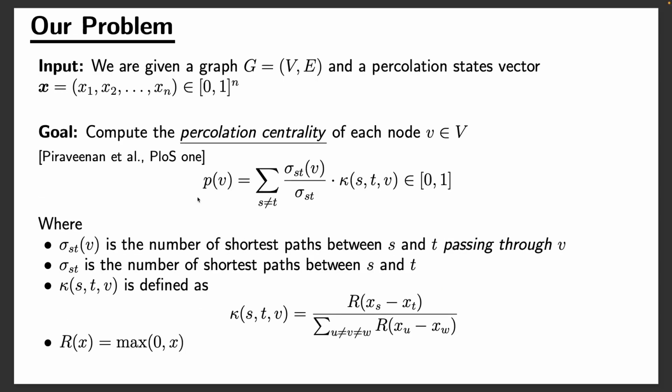Formally, the percolation centrality of a node v is defined as the summation over all the distinct couples of nodes s and t of the ratio between the number of shortest paths between s and t passing through the node v over the number of shortest paths between s and t, times this function kappa here, that is proportional to the difference of the percolation state of the source node minus the percolation state of the target node, where the function kappa of s, t, v is equal to the ratio between the ramp function of the difference between the percolation state of the source node minus the percolation state of the target node over the difference among all the distinct couples of nodes of the percolation states.